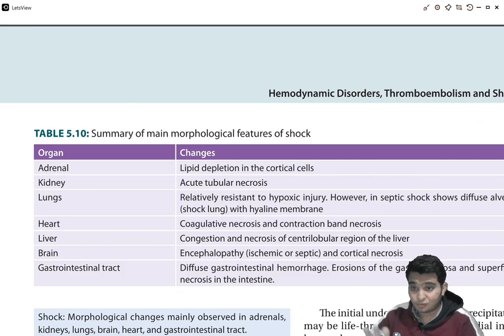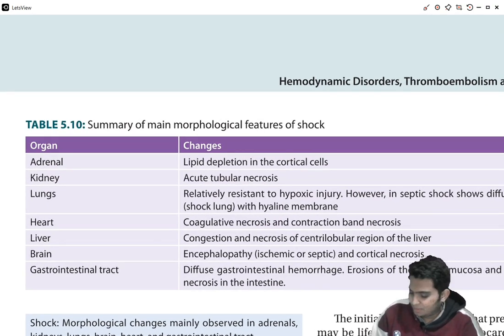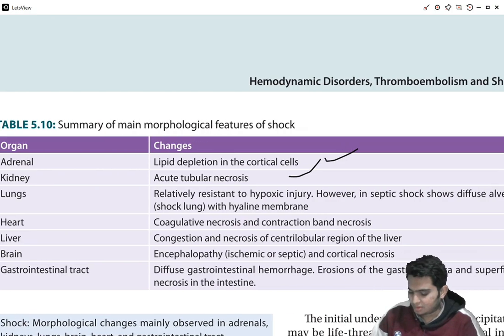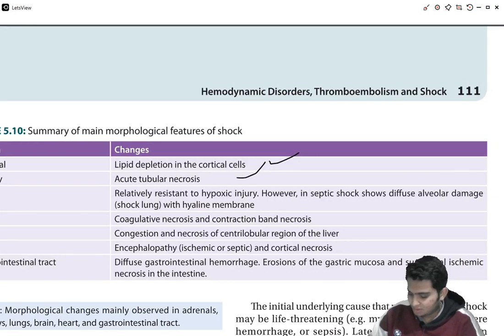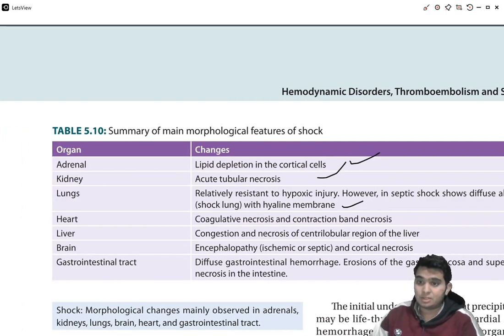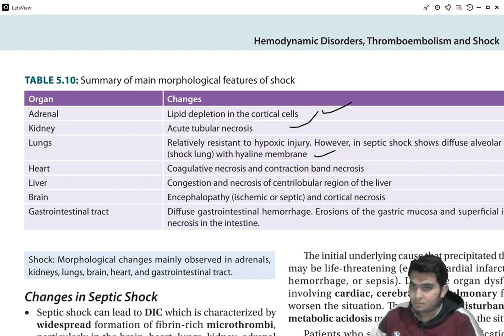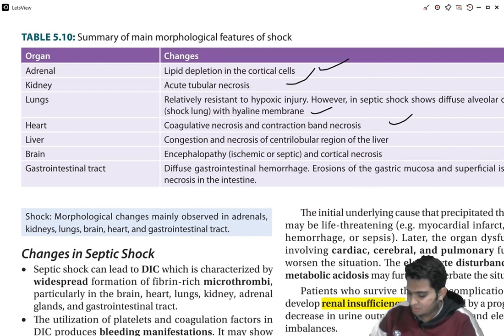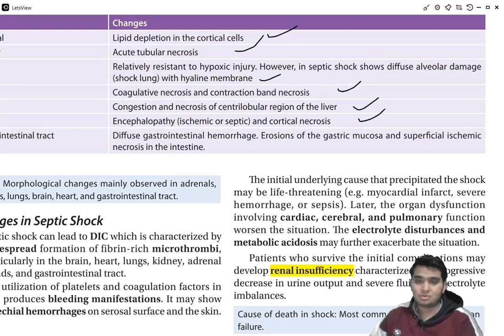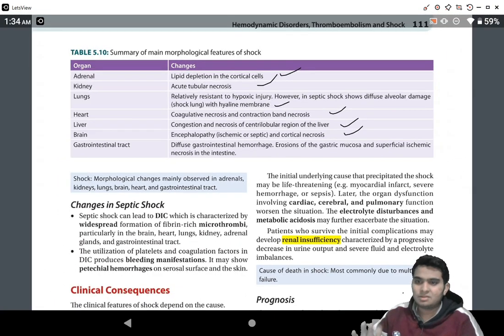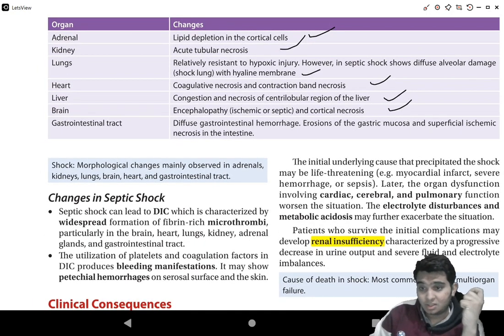Now, to summarize this morphology: in the adrenal, lipid depletion in the cortical cells. Kidney, acute tubular necrosis. The lung is relatively resistant, but in septic shock shows diffuse alveolar damage with hyaline membrane, which also leads to acute respiratory distress syndrome. Heart, coagulative necrosis and contraction band necrosis on microscopy. Liver, congestion and necrosis of the centrilobular region. Brain, encephalopathy and cortical necrosis. Gastrointestinal tract, diffuse hemorrhage, erosion of the gastric mucosa, and superficial ischemic necrosis in the intestine. So this morphology you have to mug up.